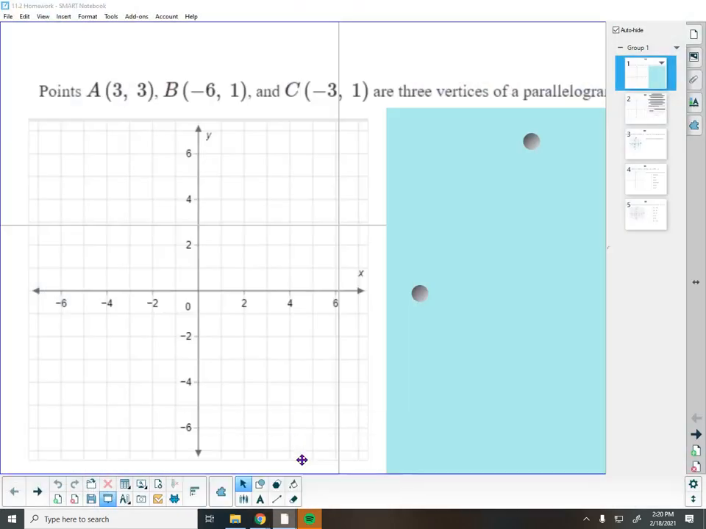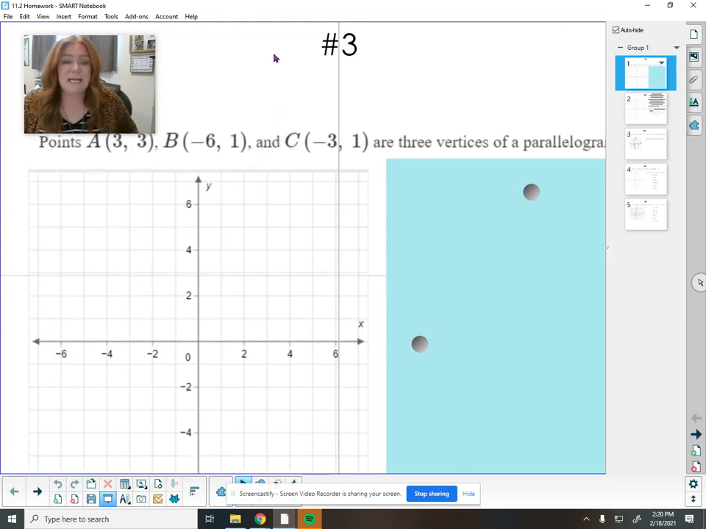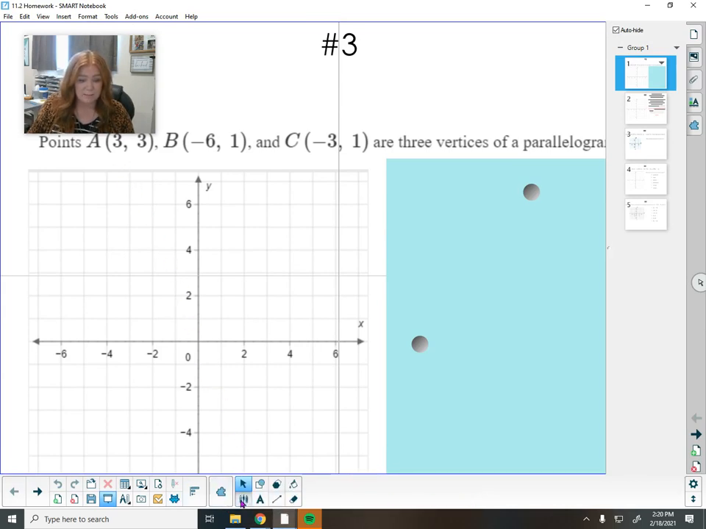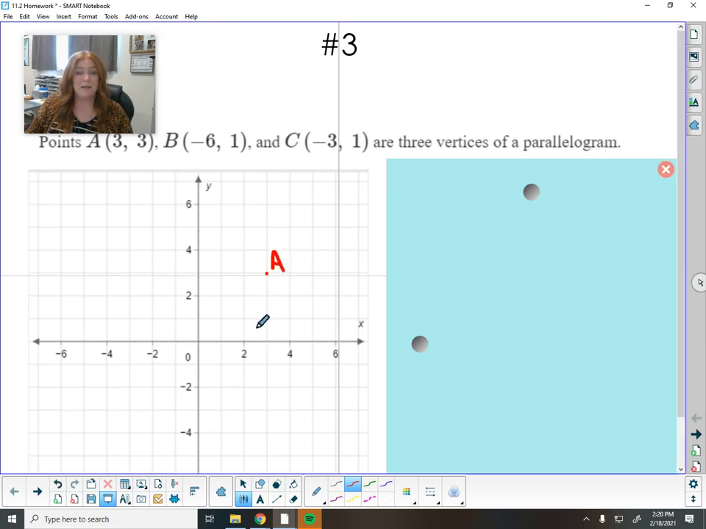So let's look at number 3 here. Number 3 wants us to graph these points. So 3, 3. Let me get my marker here. I notice it's counting by twos, but the scale goes every 1, 2, 3, 4, so every box is a unit. So over 1, 2, 3, and then a positive 3, up 1, 2, 3. So here is A. Then we have B at -6, and then +1 goes up. Here is B. And then we have C, -3, 1, 2, 3, and then +1 is here, C.